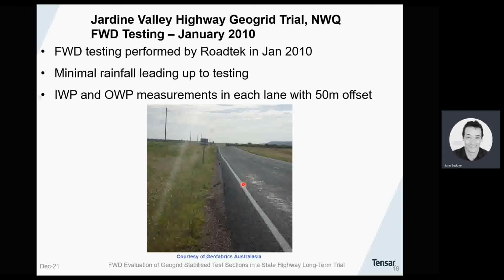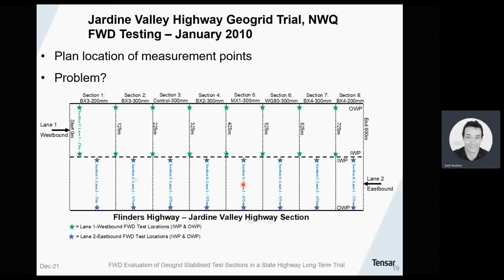So RoadTech did some FWD testing in January of 2010. There was minimal rainfall leading up to this testing, but there was certainly high rainfall afterwards. The inner and outer wheelpath measurements were done in each westbound and eastbound lane with a 50-metre offset. This is the planned location of the measurement points for this January 2010 testing, and the green stars represent the westbound lane, lane 1, and the blue stars, lane 2, eastbound lane.